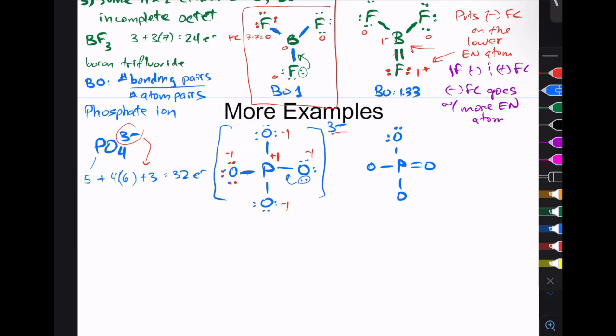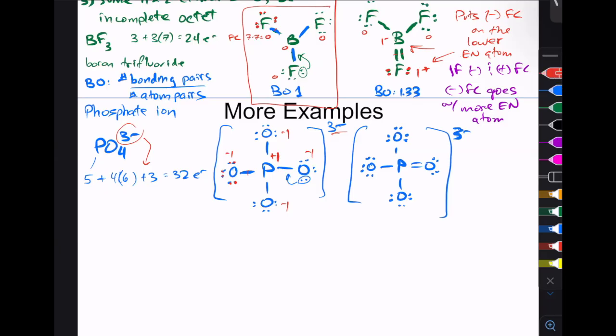And don't be lazy. Spend the time and put all of your lone pairs in very clearly. Now, if you count these, there will still be 32 overall. So I haven't dropped any.